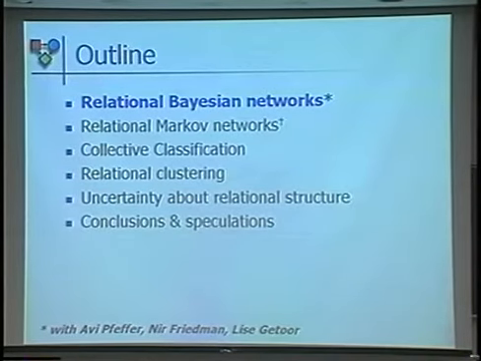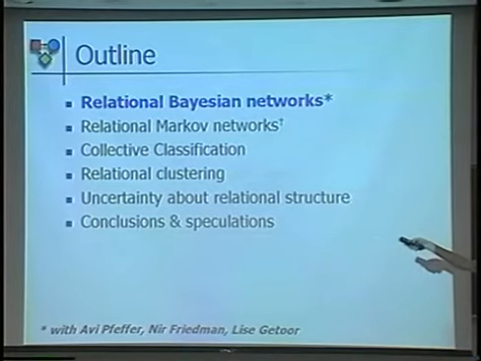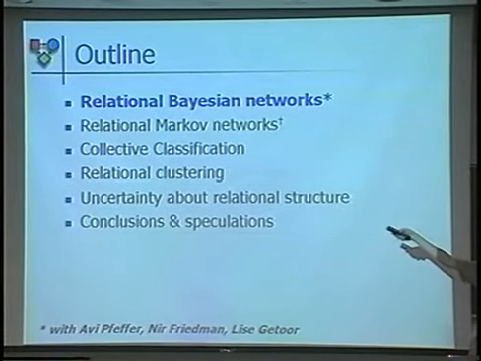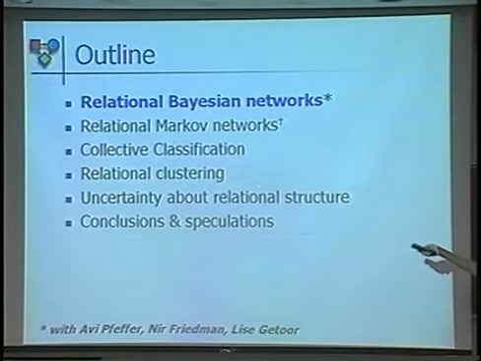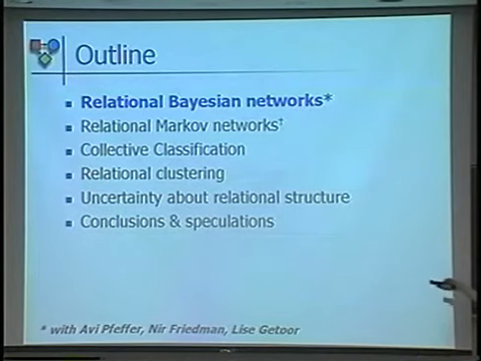So here's the outline. I'm going to tell you about 2 types of structured probabilistic models: an extension of directed graphical models called relational Bayesian networks, and an extension of undirected or log linear models, relational Markov networks. I'll talk about 2 kinds of tasks that you can do with these kinds of models: classification, clustering, actually more than 2, and then uncertainty about relational structure. And then I'll finish off with some speculations about how this all ties into natural language. And the first topic is joint work with Avi Pfeffer, Nir Friedman, and Lisa Gator.